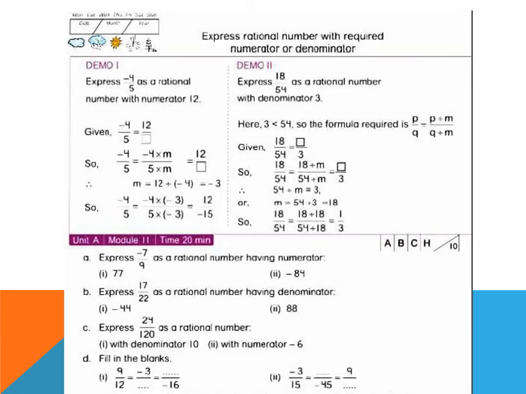Moving on. Module number 11, express the rational number with required numerator or denominator. Pause the video and go through the demo. I am directly discussing the questions.